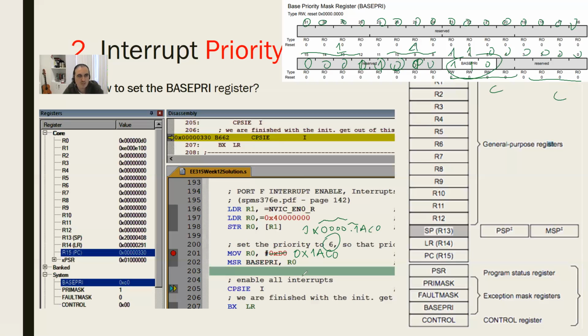The reserved bits, you cannot change. They are 0. Simple as that. You just have to know which bits to write from the datasheet.